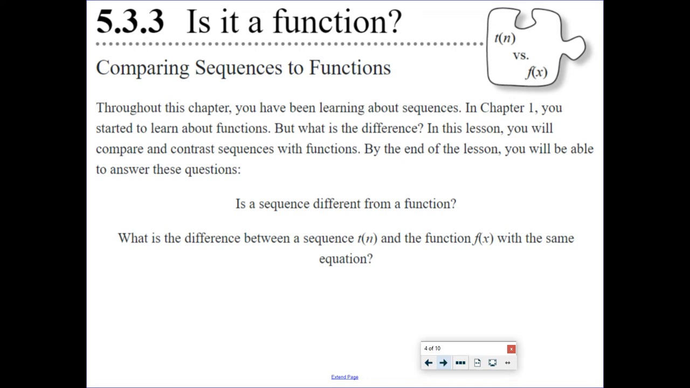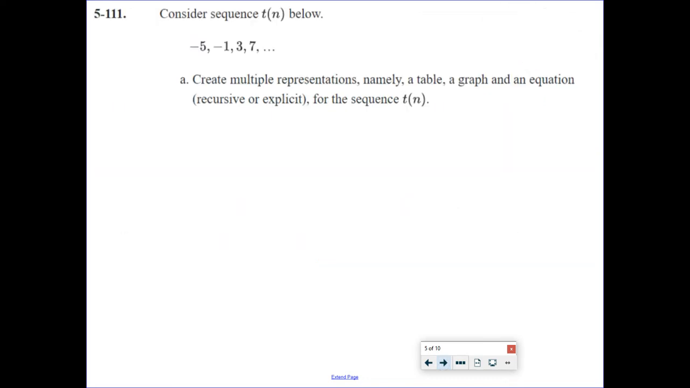Throughout this chapter, you've been learning about sequences. In chapter 1, you started to learn about functions. But what is the difference? In this lesson, you will compare and contrast sequences with functions. By the end of the lesson, you will be able to answer these questions. Is a sequence different from a function? And what is the difference between a sequence, t of n, and a function, f of x, with the same equation?